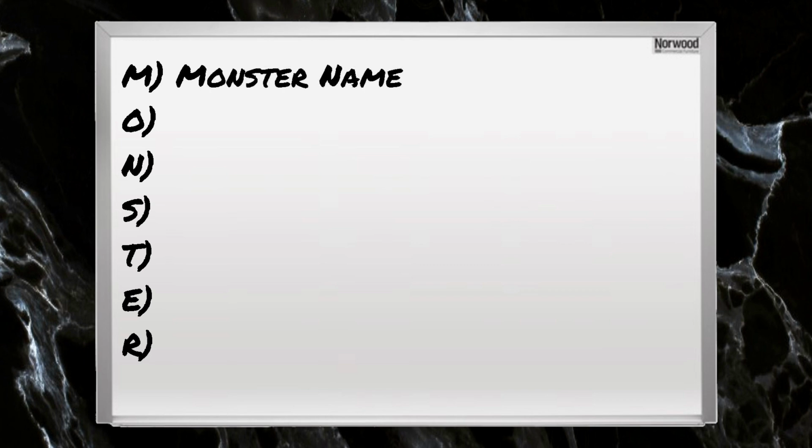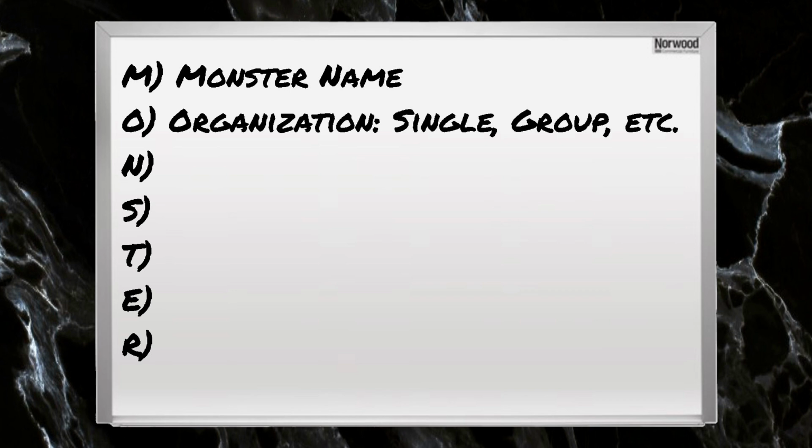Now, this doesn't necessarily mean zombie, skeleton, goblin. This helps you create specific instances of different types of monsters. So give a monster type a specific name. The O is for organization, and this really harkens back to Dungeon World. They have solitary, I've got single, but you could also use solitary, group, etc. How do these monsters organize themselves?